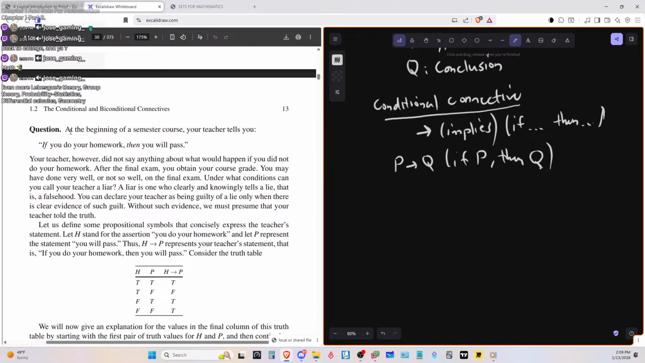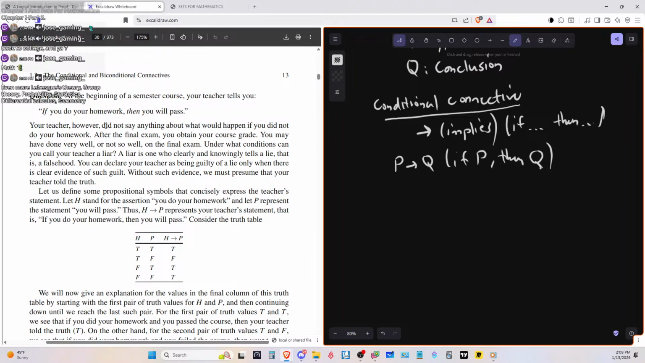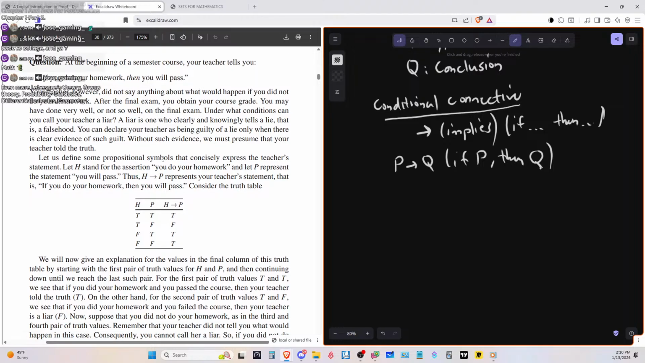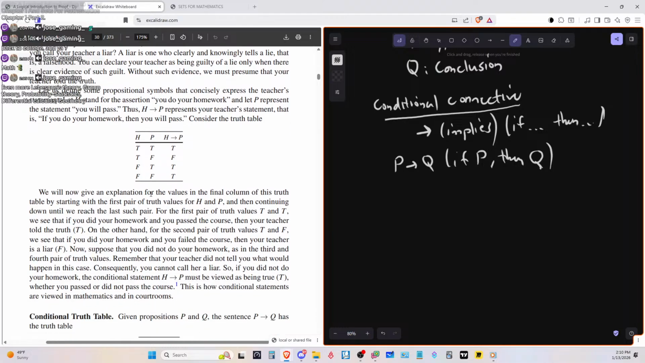Okay. Question. At the beginning of the semester, your teacher tells you, if you do your homework, then you will pass. Your teacher, however, didn't say anything about what happens otherwise. I know this is just a scenario, but I'm trying to find the essence here. Let H stand for the assertion you do your homework. Okay, it represents the statements.